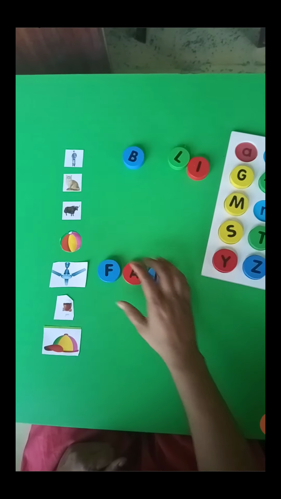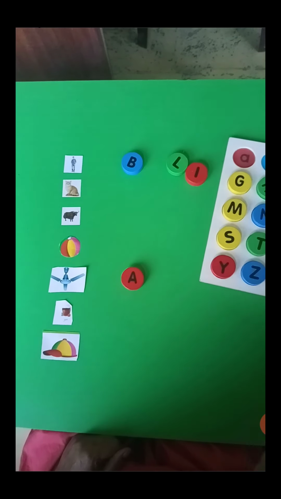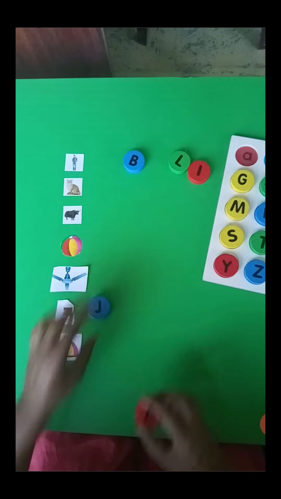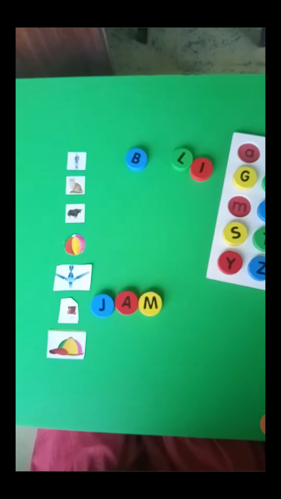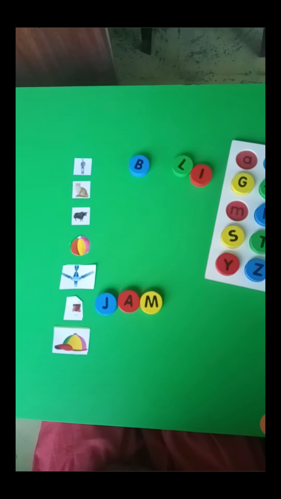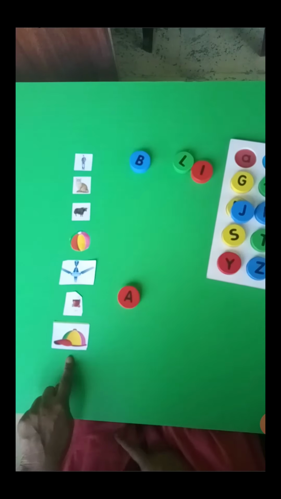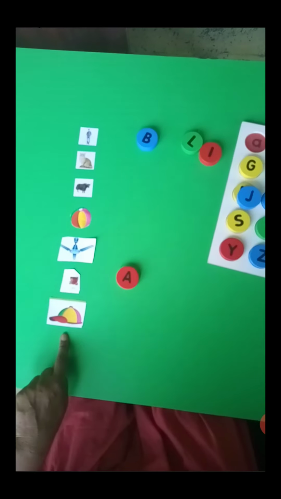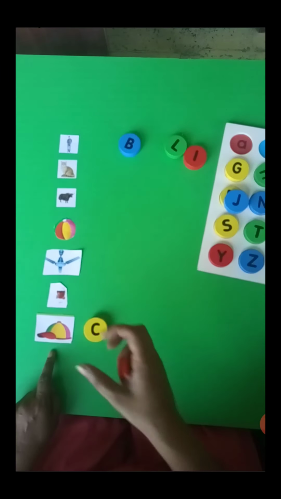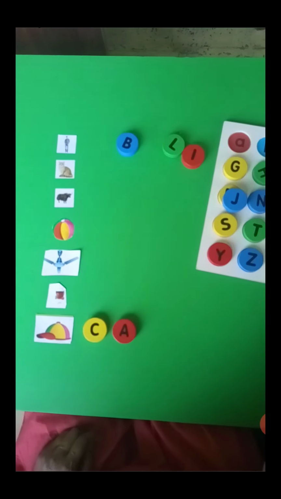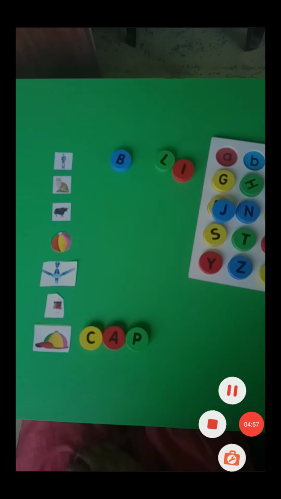Now students, tell me, next picture is? Ma'am, jam. Very good. Now make the word jam. Ma'am, J. Yes. A. Yes. M. Jam. Very good. Now tell me, which picture is next? Ma'am, cap. Very good. We wear it on the head. Yes. Now make the word cap. C-A-P. Cap. Very good.